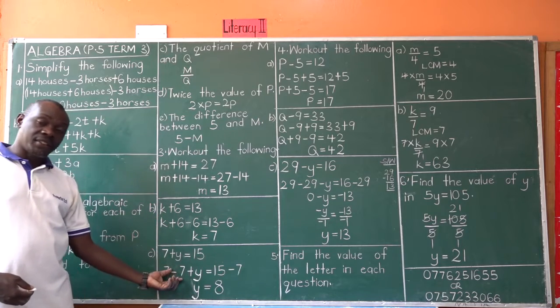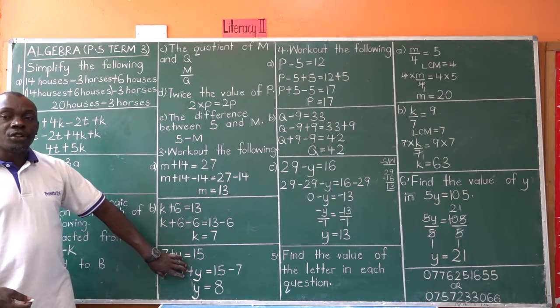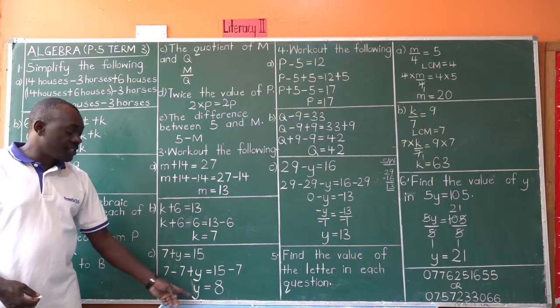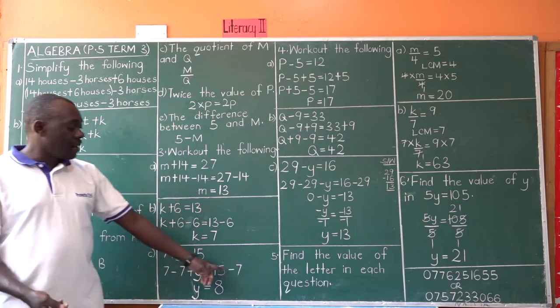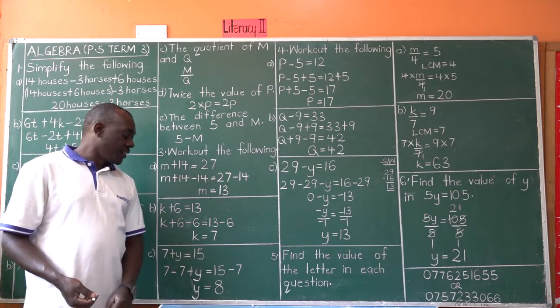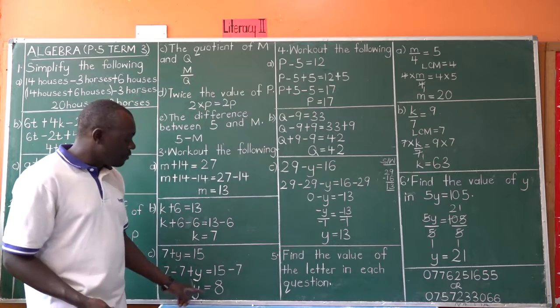You see, 7 minus 7 is a 0. So therefore this side we have 0 plus y. This 0 plus y is the same as y, so it's the same as just writing y, and then subtract 7 from that 15. 15 minus 7, good, 8. So the y value is 8.